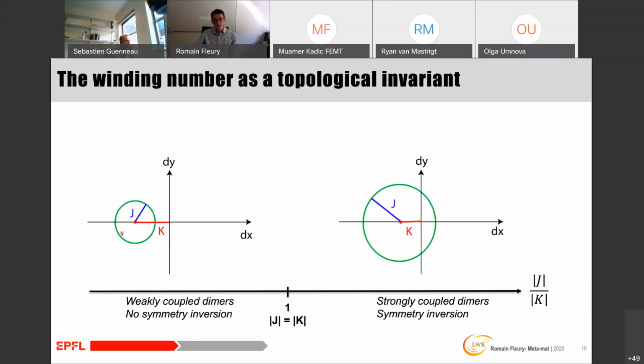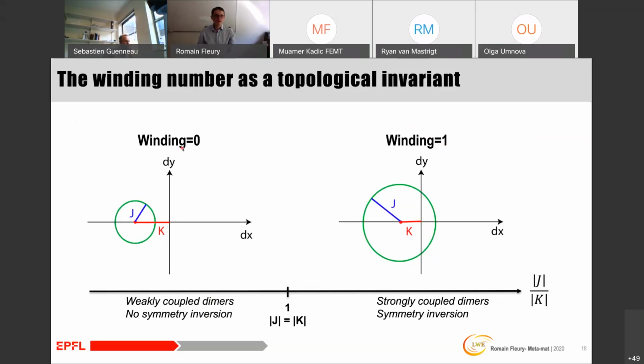So we can characterize this difference by computing the winding number of that circle. Basically, does it encircle the origin? No, then it's 0. And here, if it encircles the origin once, then the winding is 1. So we want to propose this winding number as a topological invariant. Is it a good topological invariant?